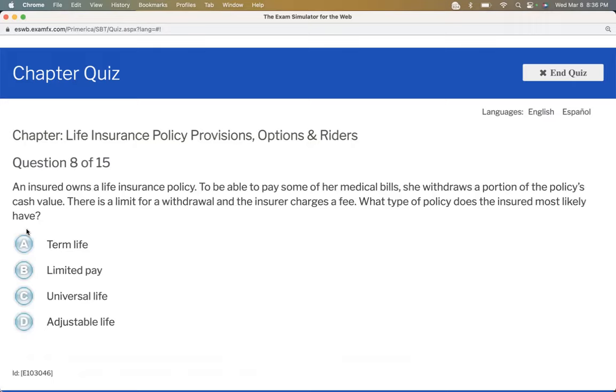An insured owns a life insurance policy. To be able to pay some of her medical bills, she withdraws a portion of the policy's cash value. There is a limit for a withdrawal and the insured is charged a fee. What type of policy does the insured most likely have? C.